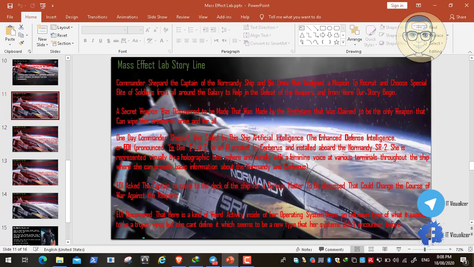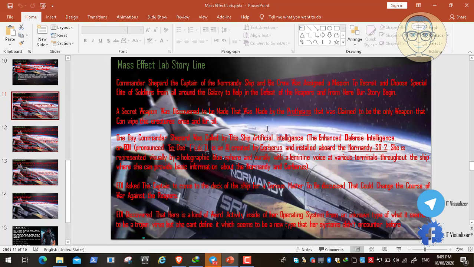Okay, a secret weapon was discovered to have been made by the Protheans. So the Protheans, before they were wiped out by the Reapers, had discovered a weapon to defeat the Reapers, but time wasn't on their side, so they vanished before building this weapon. Anyway, the humans and the other races discovered this secret weapon, and they begin to build it.